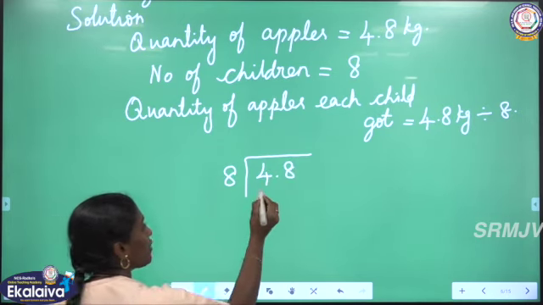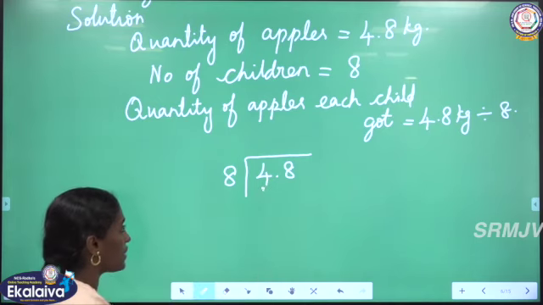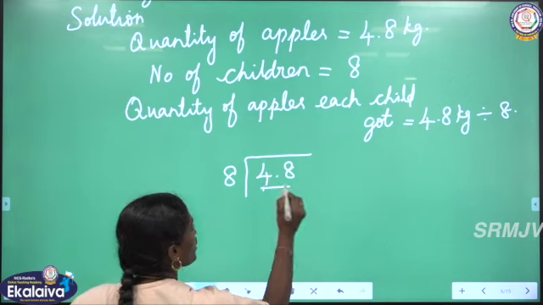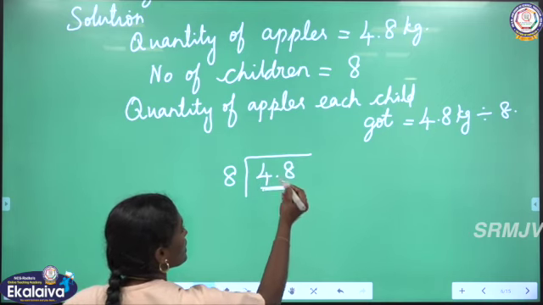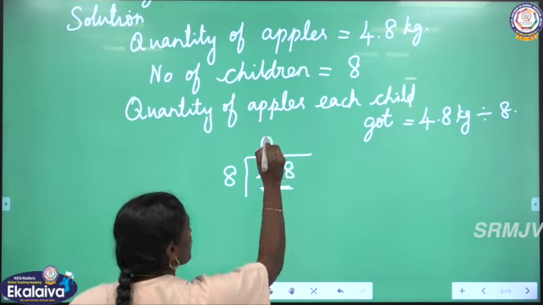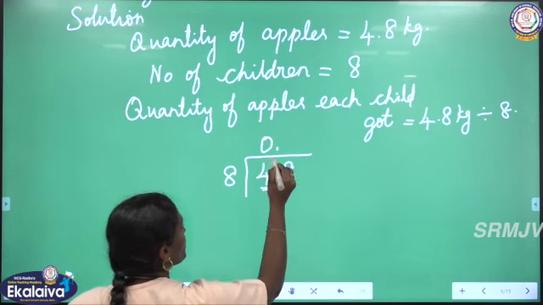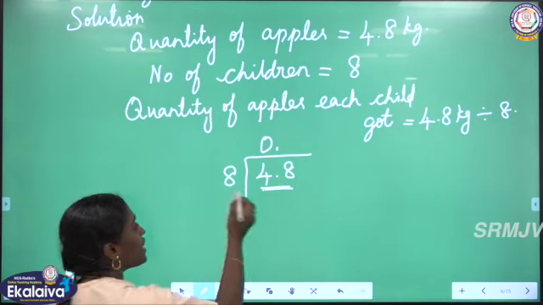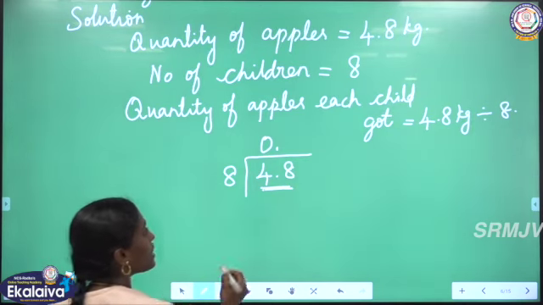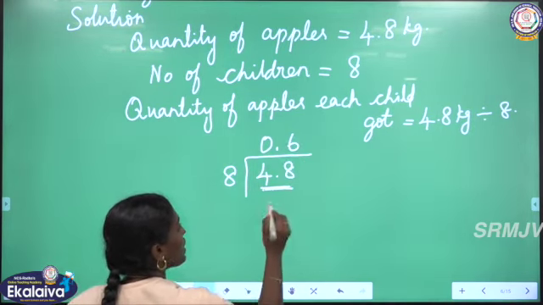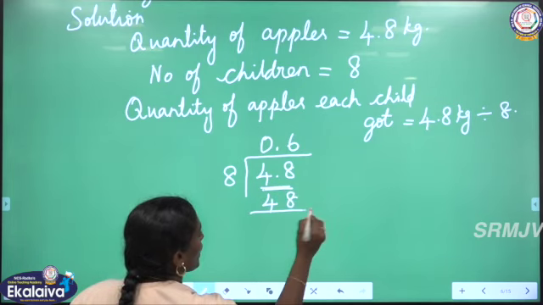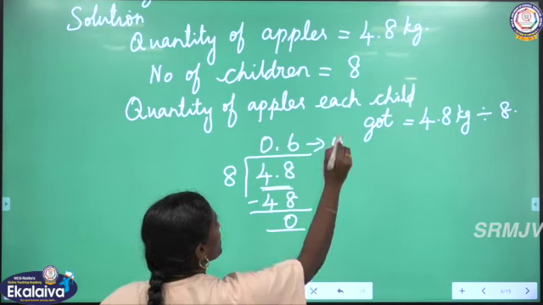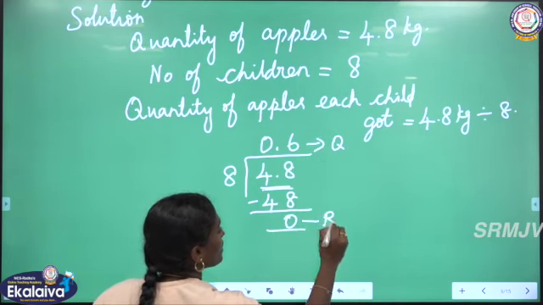Here the divisor is a 1-digit number, so we have to check the first digit, 4, which is less than 8. So we have to take the 2 digits together. The second digit is in the decimal part. So for the whole number part, we have to put 0 and we have to keep the decimal point. Now it's 48. In 48, how many times 8 is there? 8 sixes are 48. Now we have to subtract 48 minus 48, 0. So the quotient is 0.6, the remainder is 0.